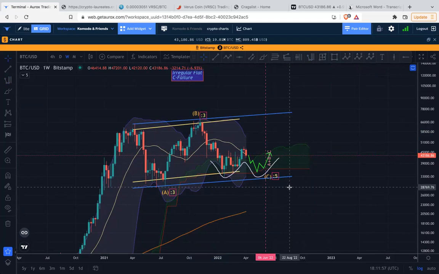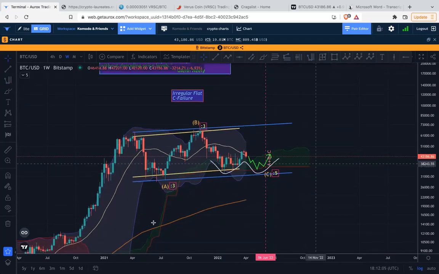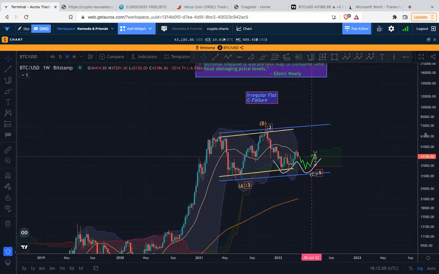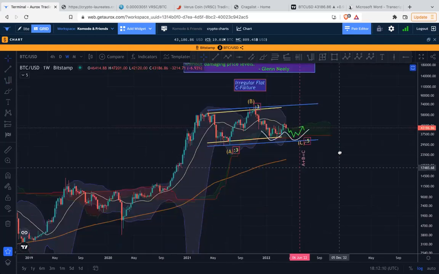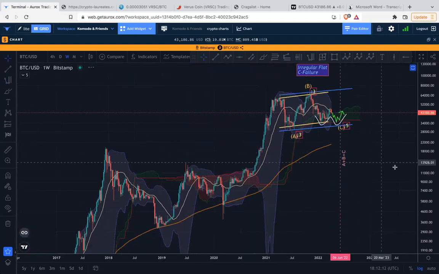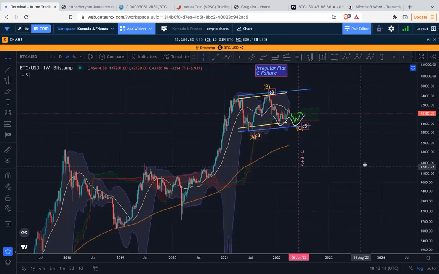Now, the other consideration, though, is that this would have to be a top and we'd have finished some sort of ending diagonal, and it just makes everything a lot more ugly and weak. And yeah, sure, that's possible. It's definitely possible. But I get the sense it's less likely.